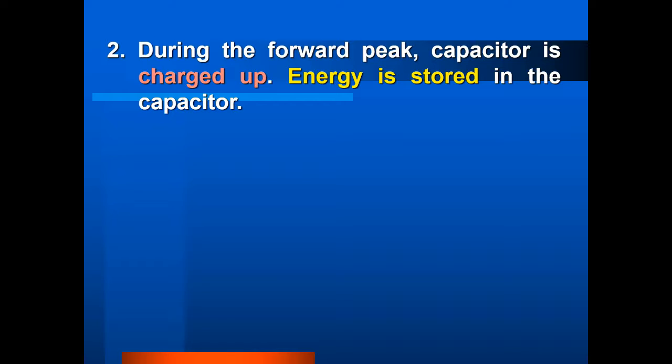Then we look at how the capacitor will smooth the current. During the forward peak, the capacitor is charged up. The forward peak here means the voltage is high. When the voltage is high, the capacitor will charge up. That means it will store the energy in the capacitor.